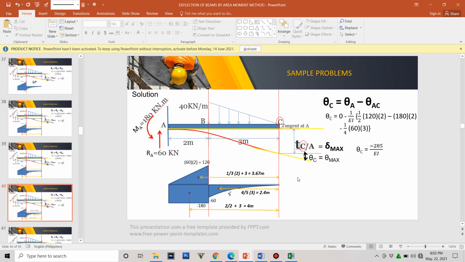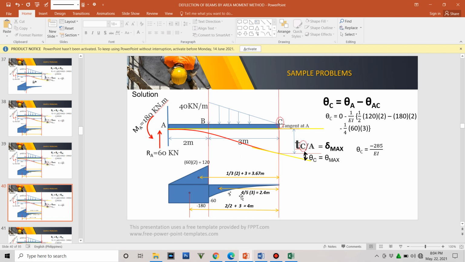So, we are now computing for the distances. To make it easier, let's take them one by one. So, triangle: 1/3 of 2, because that is the centroid here, plus 3. So, will yield to 3.67. This one is easy, rectangle. Half of 2 is 1, right? 2/2 plus 3, that is 4 meters.